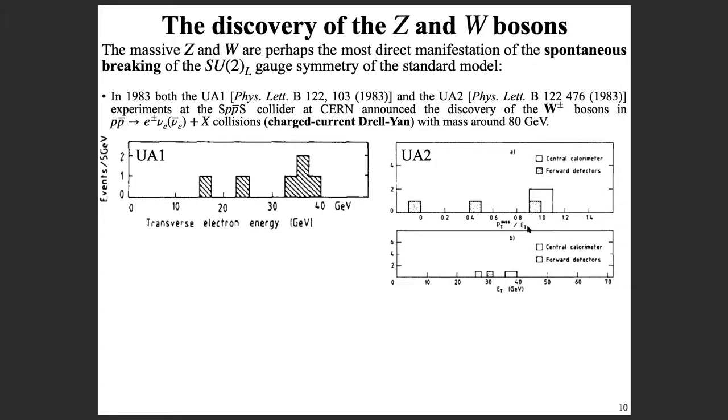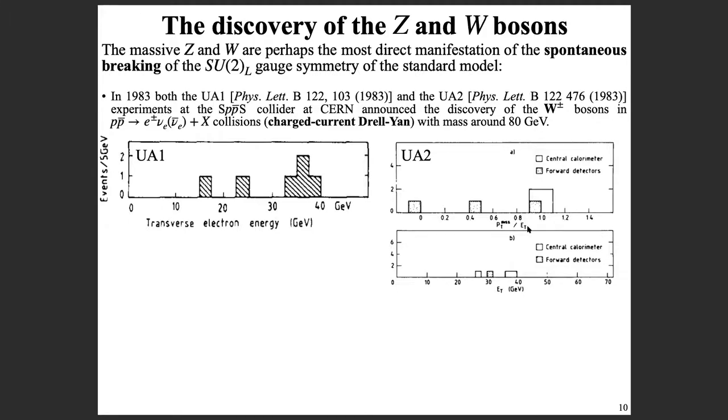So as I said before, the Z and the W boson are probably the most direct manifestation of the fact that one of the gauge symmetries of the Standard Model, SU(2) left, is spontaneously broken. Because if it wasn't, then these bosons would be massless. They have a mass, so the symmetry has to be broken. It's actually spontaneously broken, and this is confirmed by the discovery of the Higgs boson. And so that was also a cornerstone for us, for our understanding of nature.